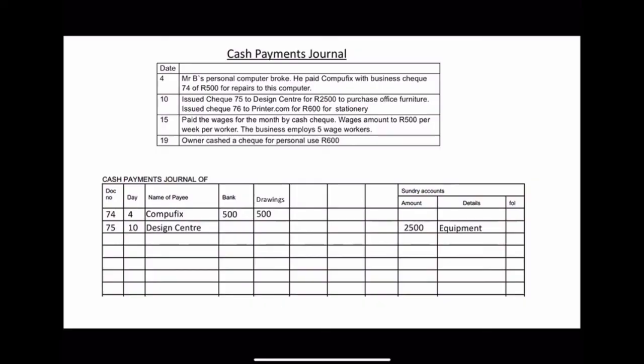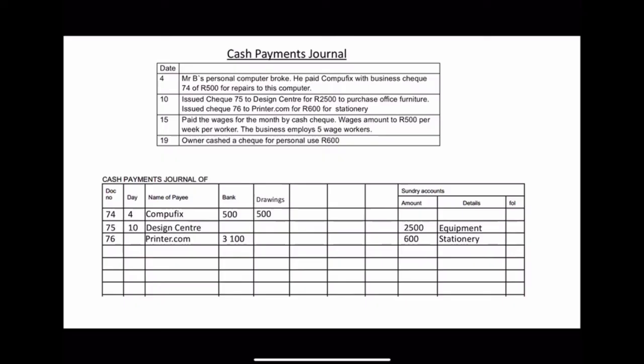So issue check 76 to printer.com for 600 Rand for stationery. Once again, I put the date as the 10th. I put the check number as 76. The payee is printer.com. That's who the check is out to. It is for 600 Rand, which goes into the sundry accounts, and the details say stationery, as I don't have a column for stationery. Now that I'm completely done with all transactions or payments for the 10th, I can put the full amount of 3,100 into the bank column. So you can separate it or put it in as one, and your teacher should give you the marks for both.